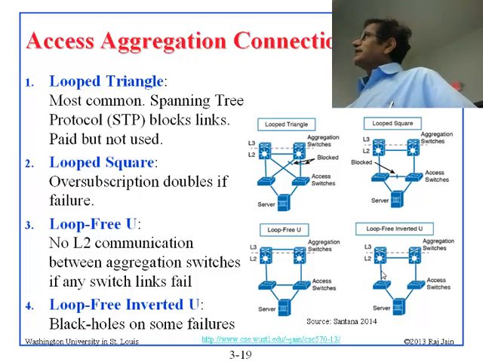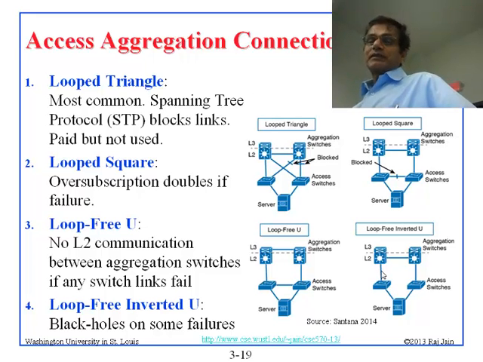So the next option is to connect like this, looped square. Now these four switches will run a spanning tree, and the spanning tree will say that please block this link because there is a loop. Now once you block that, then there is no loop. Okay, and the problem with this is that oversubscription doubles if there is a failure.